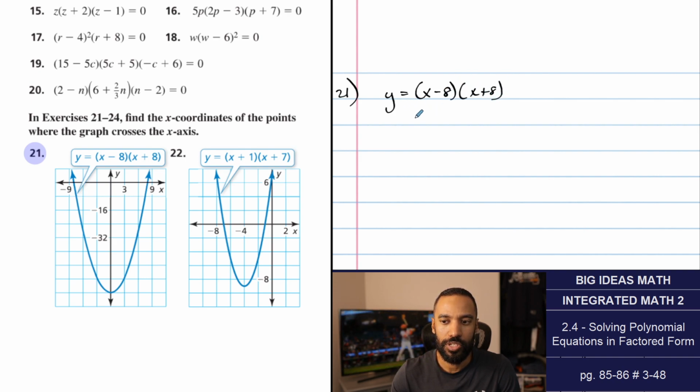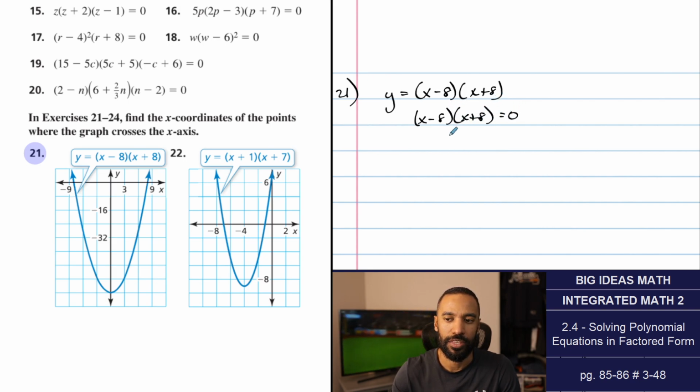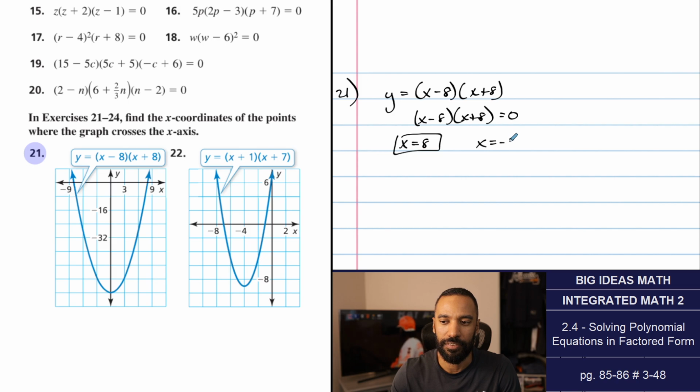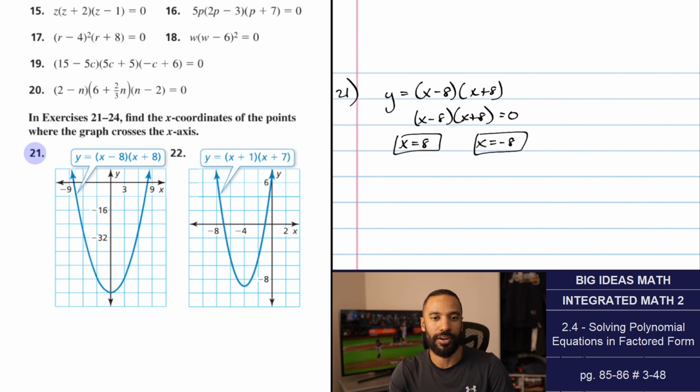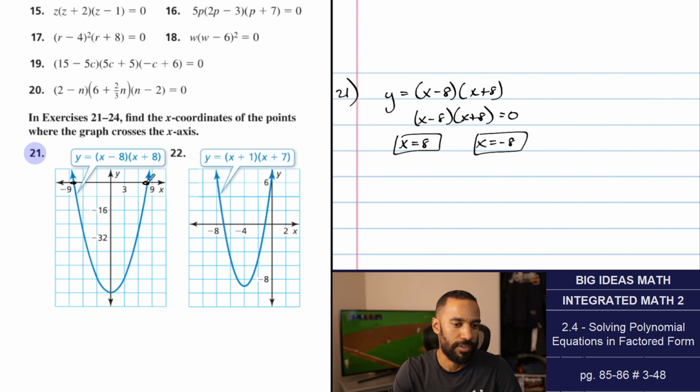So let's substitute 0 for y here. x minus 8 times x plus 8 equals 0, and let's find those values of x. So x equals 8 is one of them, and x equals -8 is the other one. They say find the x-coordinates. They don't ask you to write the ordered pair out. And that seems to make sense when you look at this graph. That looks like -8 here and +8 there. I think I'm in agreement with that, and I do believe that should be the answer.